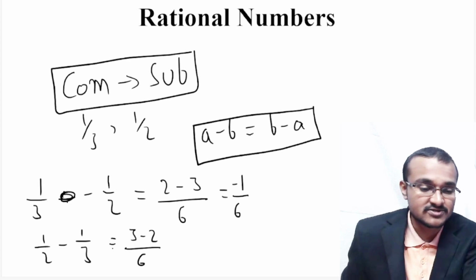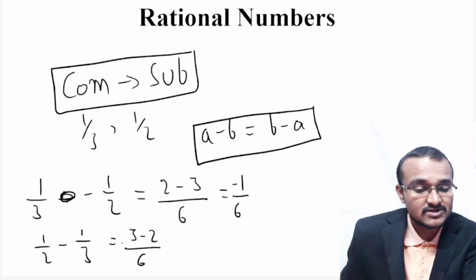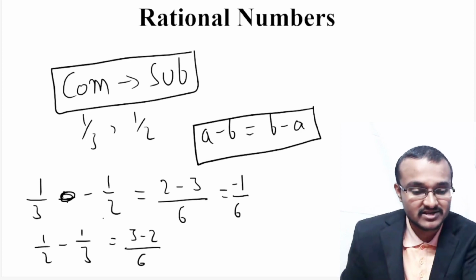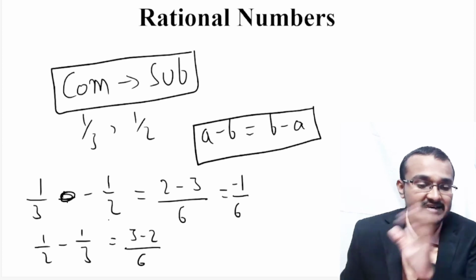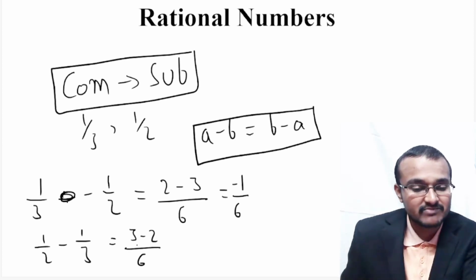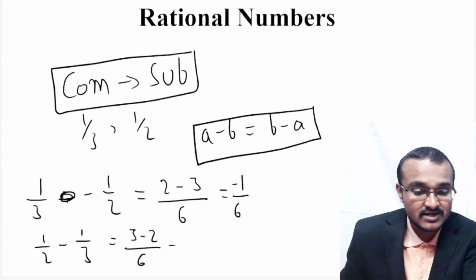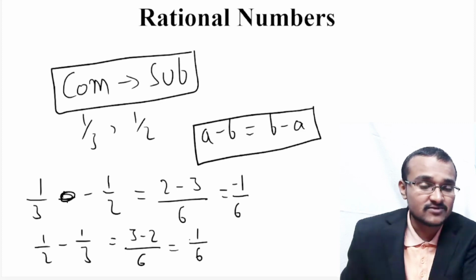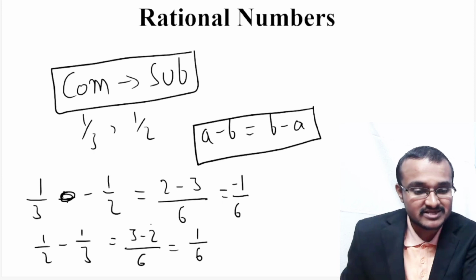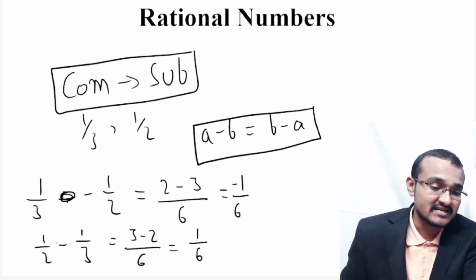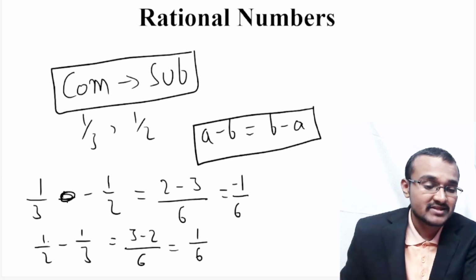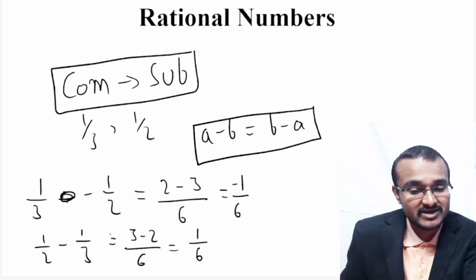So you have learned solving these things in your previous class. Even I have shown one particular example of how to add and subtract rational numbers. So 1 by 2 minus 1 by 3 will be 3 minus 2 by 6. So here you are getting 3 minus 2 as 1 and in the denominator you are getting 6. So now you are getting the answer 1 by 6. So when you do 1 by 3 minus 1 by 2, you are getting minus 1 by 6. But when you interchange the places, you get 1 by 2 minus 1 by 3 and the answer is 1 by 6.